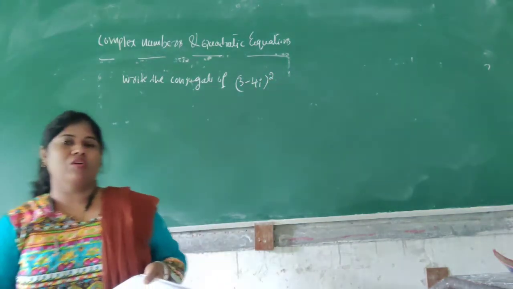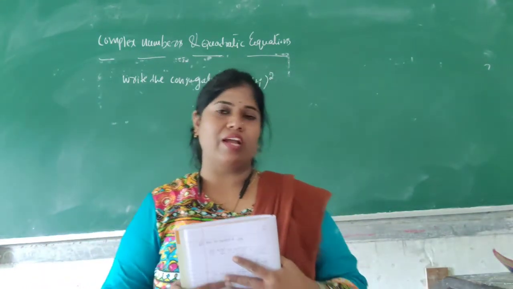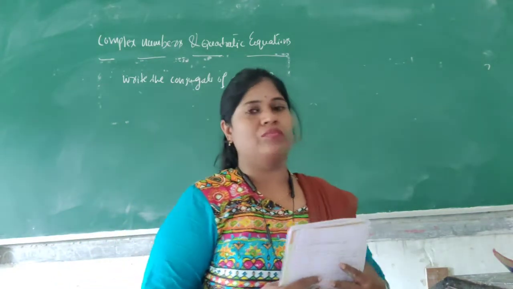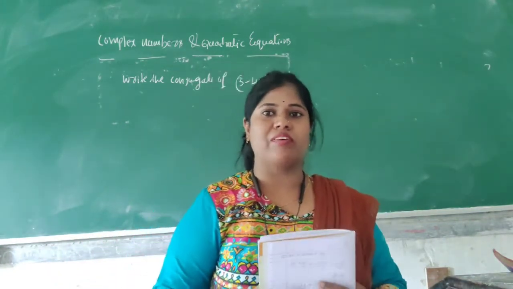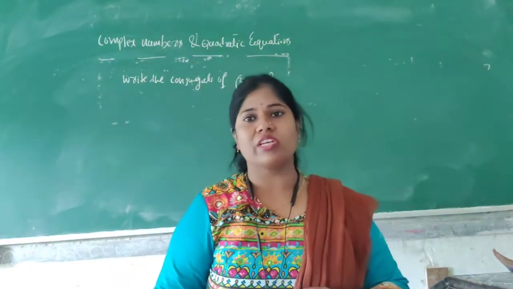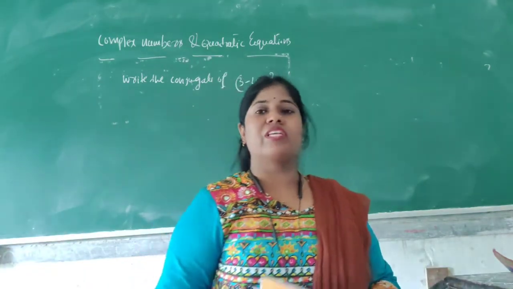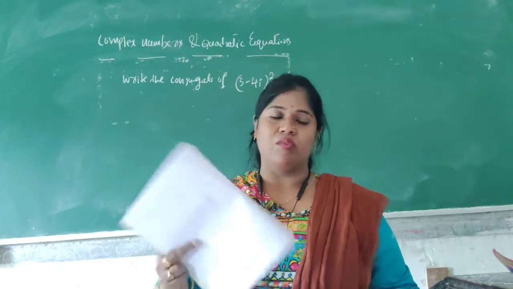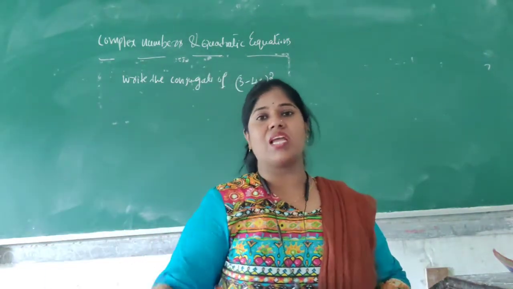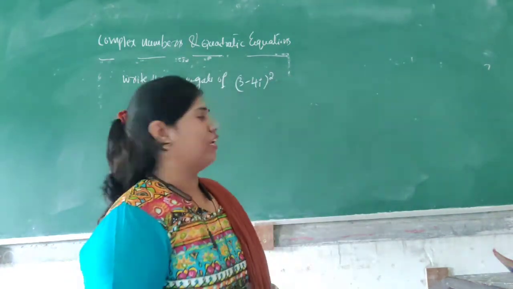It is also the definition of the conjugate of a number. In the previous class we learnt what is a conjugate. If z is equal to x plus iy, the conjugate of x plus iy is x minus iy. If it is 2 plus i, the conjugate is 2 minus i. If it is 3 plus 4i, the conjugate is 3 minus 4i. For 4 minus 3i, the conjugate is 4 plus 3i. Opposite of the sign, okay?